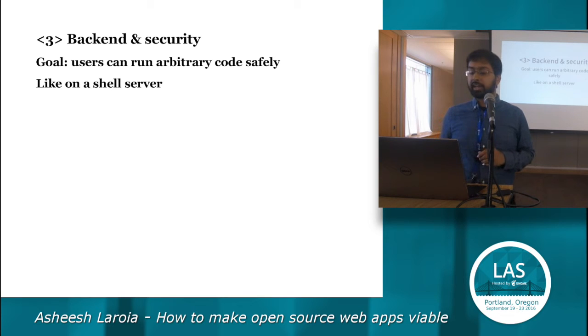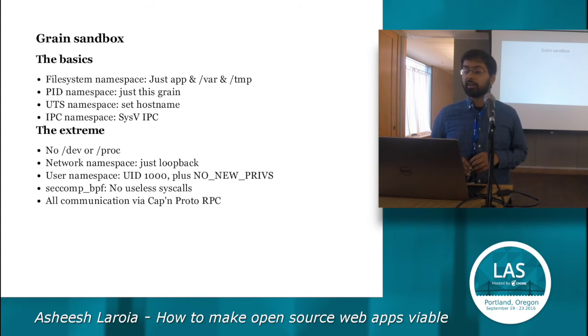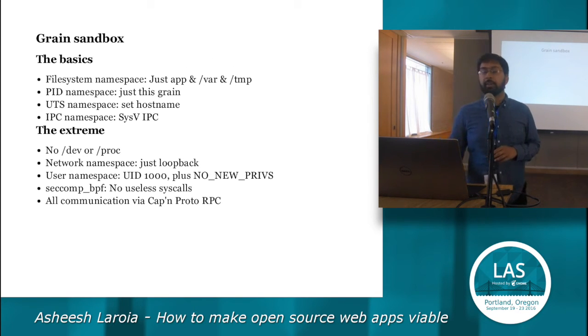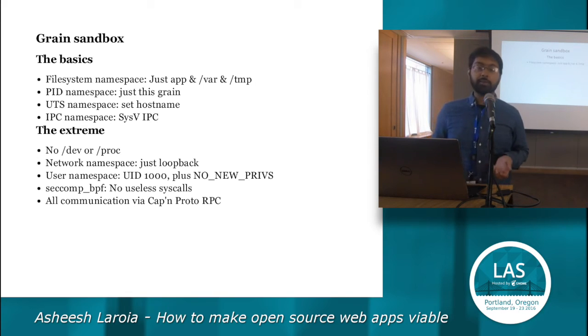And to do that, we have a grain sandbox that all grains are subjected to. We do file system namespacing, just the app, like I said, /var/temp, that's unique per grain. We also do a PID namespace and a UTS namespace and all these other namespaces. We also don't make dev or proc available inside the namespace at all. We do map in proxy view info, but that's the one file. And the app can only perceive a loopback interface that it is connected to and nothing else.